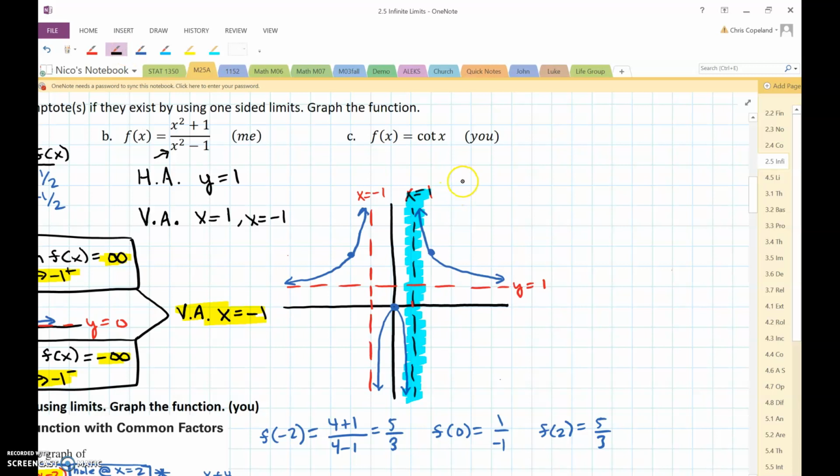So let's do the limit of f of x as x approaches 1 from the right. We can see that that's going towards positive infinity. Let's also try the limit of f of x as x approaches 1 from the left. That's going towards negative infinity. So this tells me that there is a vertical asymptote at x equals 1.